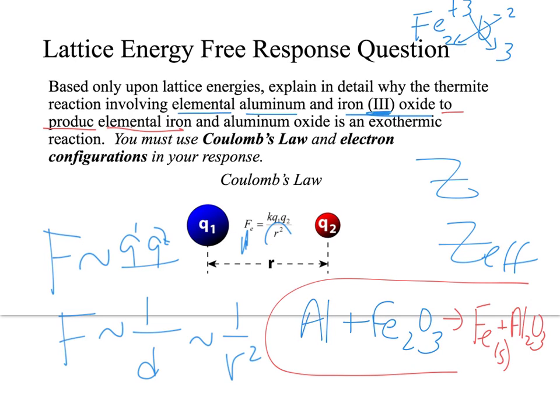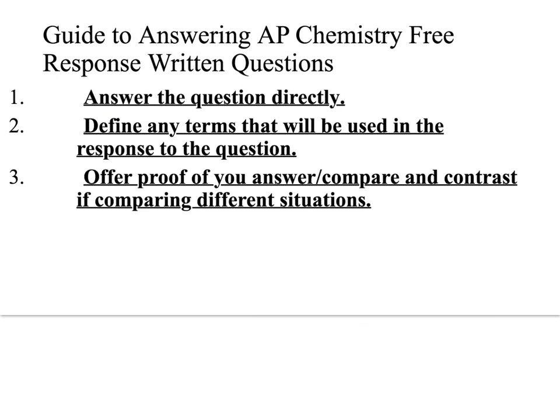Now we're going to follow the steps on the page to answer this the way you would on the AP exam. So first thing you want to do is answer the question directly. Okay? So that's what we're going to do first. Then we're going to define any terms that will be used in the response to the question. And then we're going to offer proof of our answer. So it's not just us saying something, but we're going to say why, and that's where we'll use Coulomb's law and electron configurations. So, but remember, answer the question directly first.